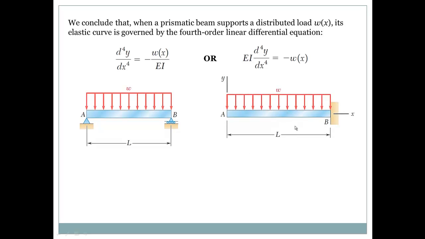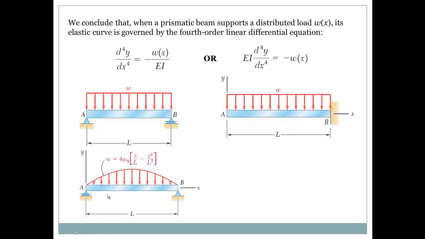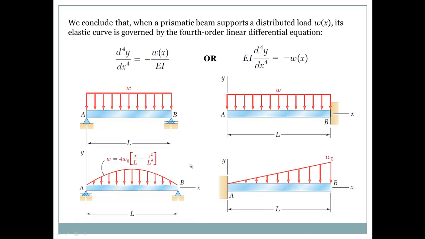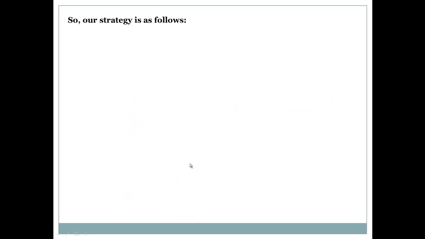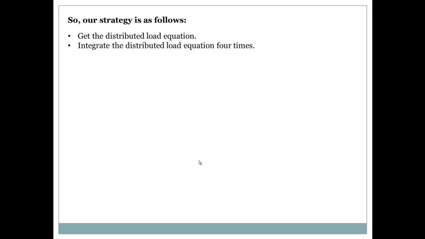And this is another example. See how complicated w can be? But if we work in a system, we can get the equation of the elastic curve. Okay, so our strategy is as follows. First, get the distributed load equation. Make sure you have an equation for w(x). Integrate the distributed load equation 4 times. Apply boundary conditions to find the integration constants.